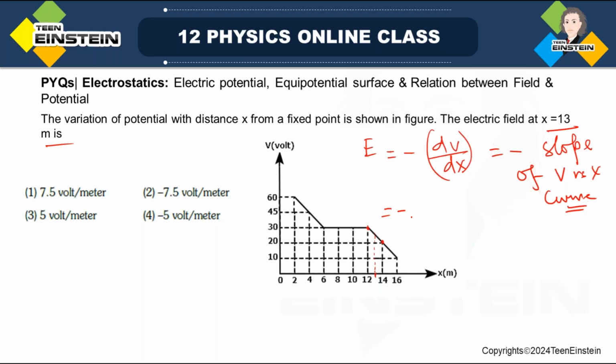So slope I'm going to get, see, but minus signs are anyway there. So it is going from 30 to 20. So 20 minus 30 divided by, see this distance, this is 14 and this is 12. So 14 minus 12. So around 13 I have to take, because these two points, 12 and 14, are also having the same slope as this point 13. That is why we can do that. So this will give you 10 divided by 2. So it is actually going to be 5 volt per meter. Okay, so option 3 will be the correct answer for this question.